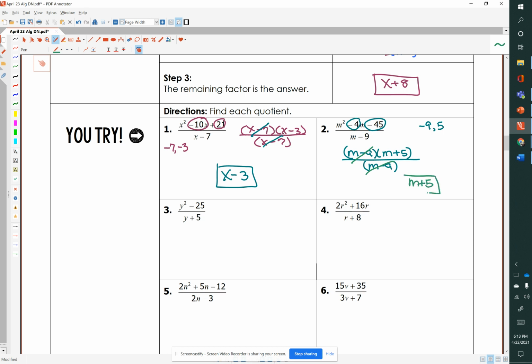So I think you can see that one of the things you want to look for as you do this factoring is can you find something that mimics, that is the same as the denominator.